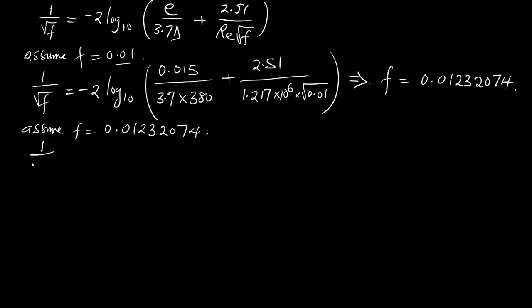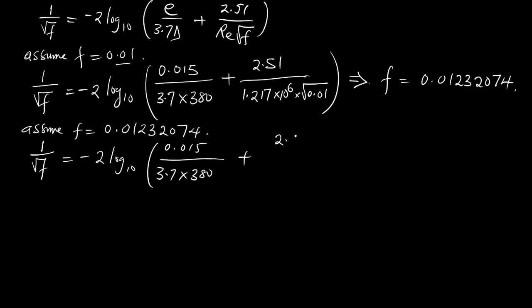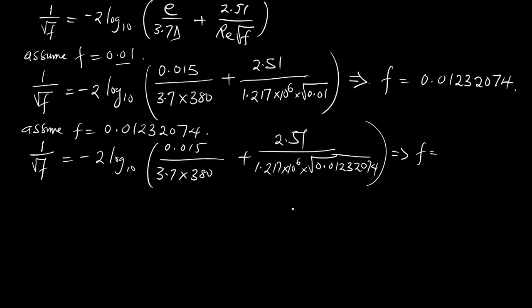So we now say 1 all over the square root of f is equal to minus 2 log base 10 bracket open 0.015 divided by 3.7 times 380 plus 2.51 divided by 1.217 times 10 raised to the power 6 times the square root of 0.01234074. 2.2074. Now, f will now equal what? Now, let's use our calculator to do this.